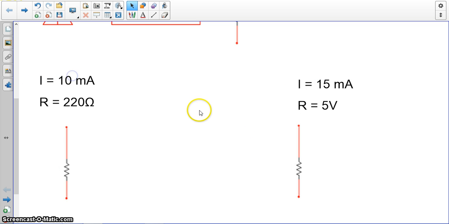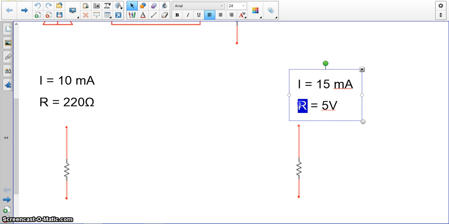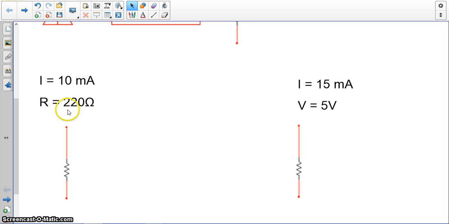So this problem, we're looking for R. No, we're not looking for R. We're looking for V. Screwed that up too. All right. V equals 5 volts. It's a little confusing maybe since the variable and the unit of measurement are the same. But anyway, back to this one. We have 220 ohms and 10 milliamps.